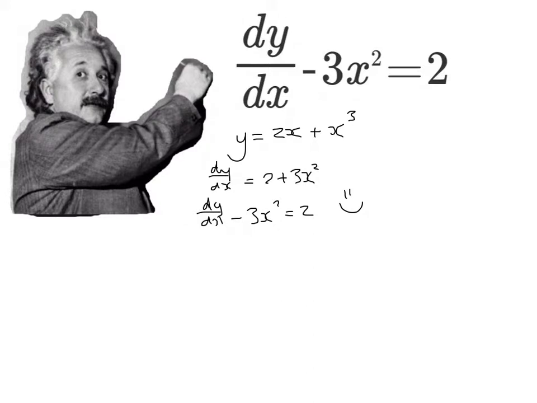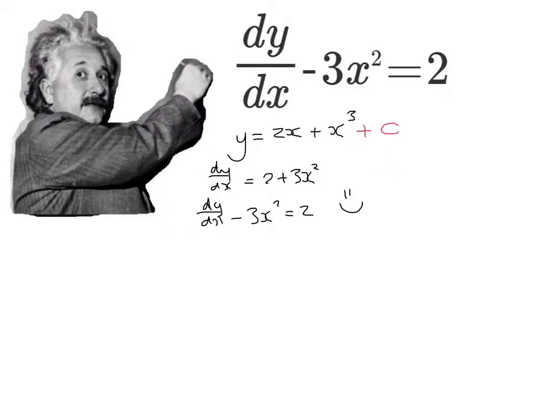Brilliant. What would you say to that person? Well, you would say, you forgot plus c. And they would say, so? I solved the equation, didn't I? You asked me to find a y so that dy by dx minus 3x squared is 2, and I did. There's the y. dy by dx minus 3x squared is 2. Brilliant. What's the use of that?